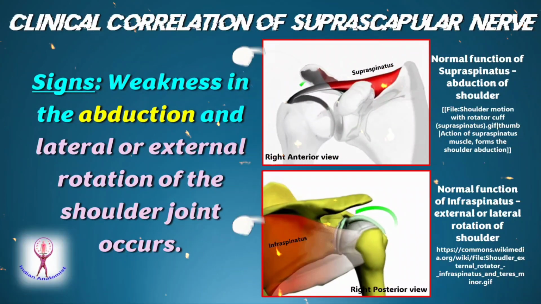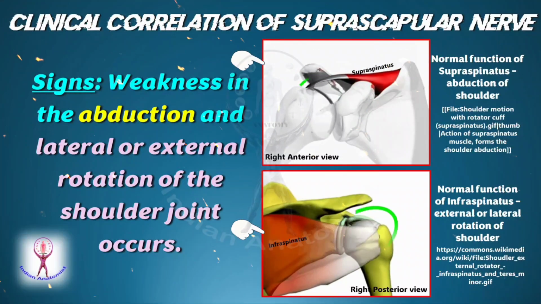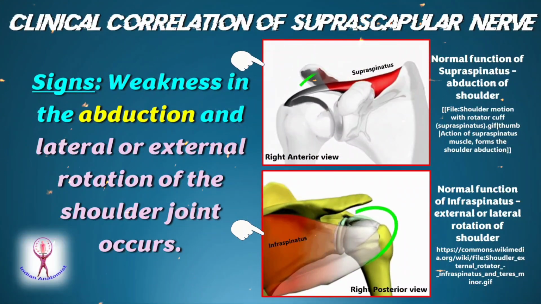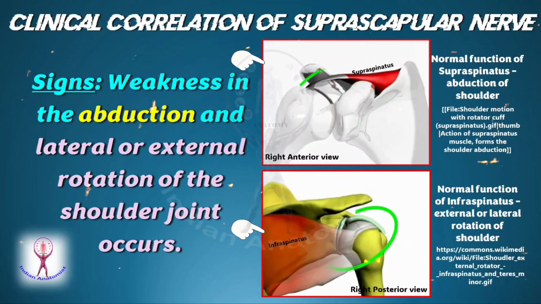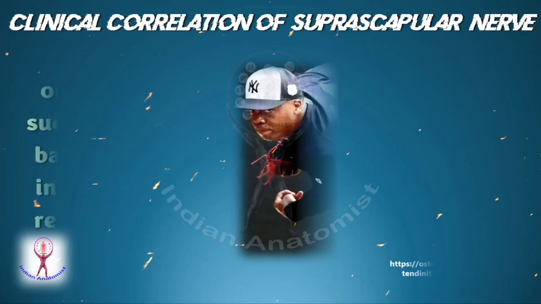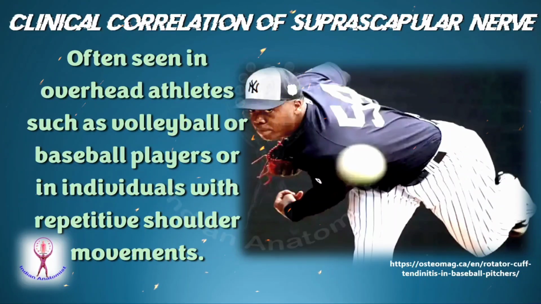Dear medical professionals, please refer to the images provided on the right side. These illustrate the normal functioning of the supraspinatus and infraspinatus muscles. In the absence of nerve supply, these typical functions are lost. This is often seen in overhead athletes such as volleyball or baseball players, or in individuals with repetitive shoulder movements.